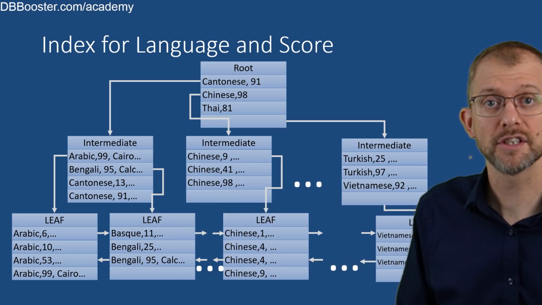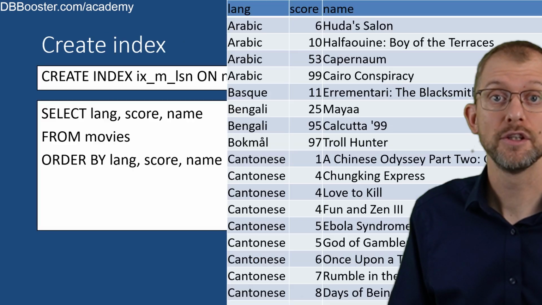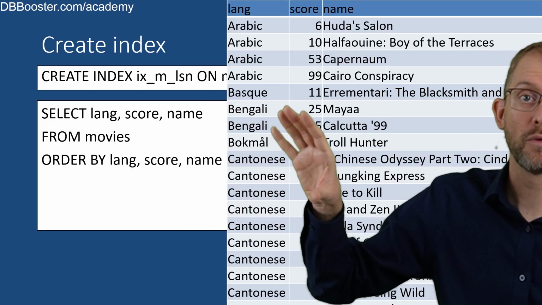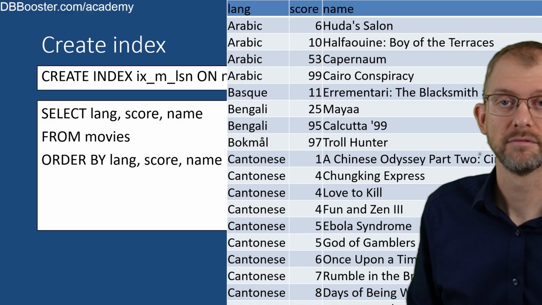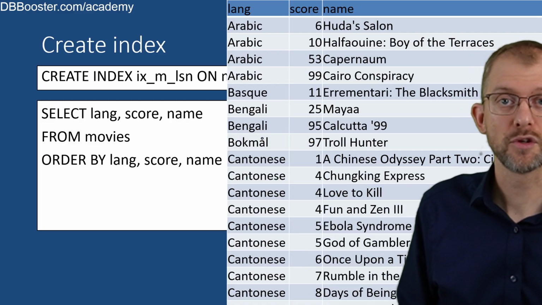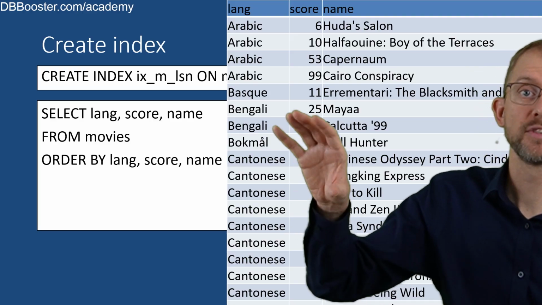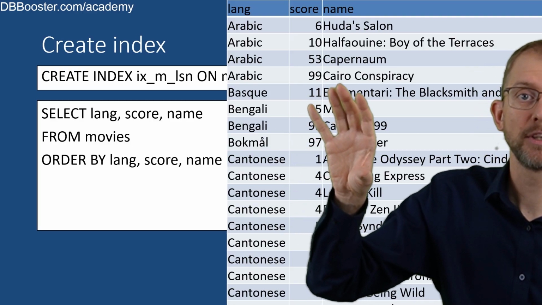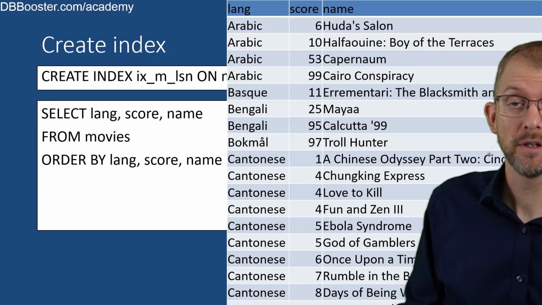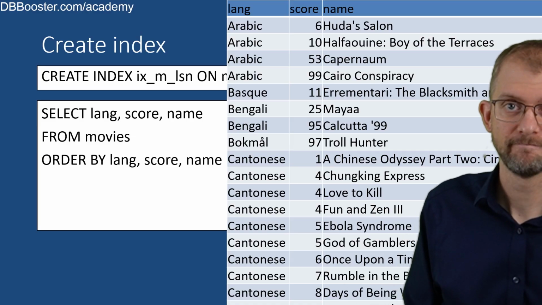To make things easier to visualize, I'll use the result of this select query instead of drawing the full index tree. So for the index on language, score, name, I'll just represent the data in a simple table view using those columns. And to keep it even simpler, I'll skip the row ID for now.